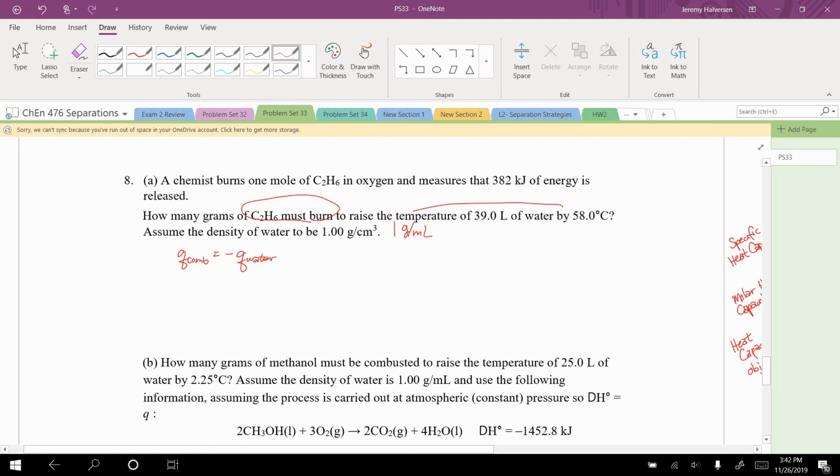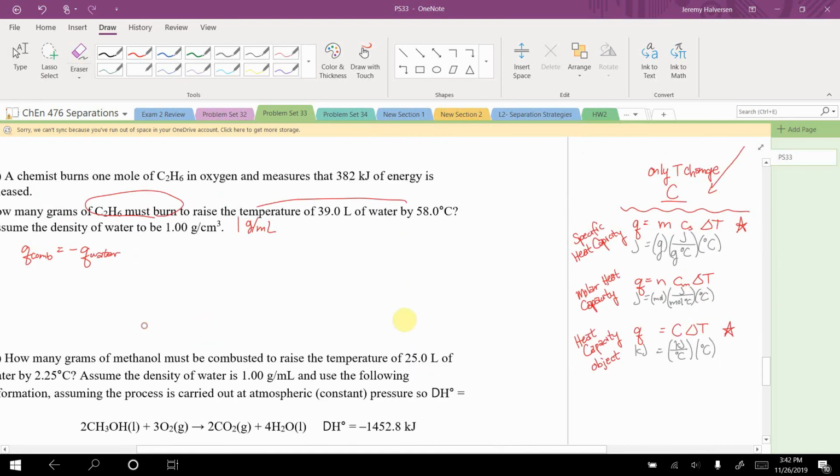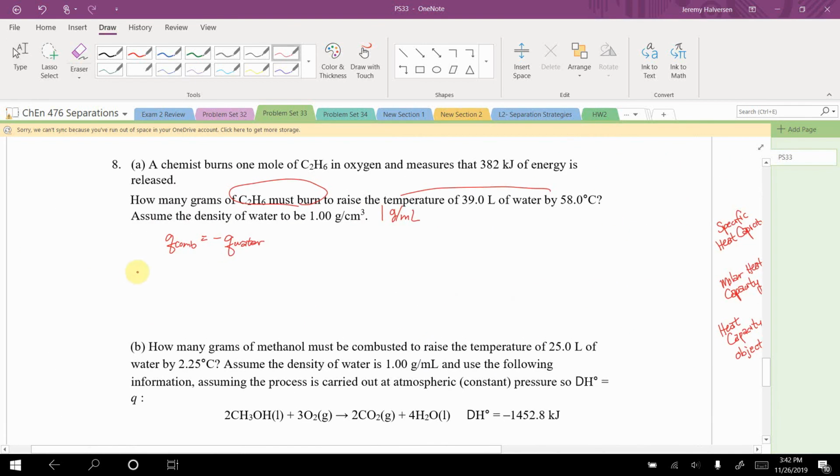Okay, now I got to break these up into their respective things. Well, what's happening when I'm burning C2H6? Is that a temperature change or something else? That is something else. That's a reaction. So I'm going to use an n delta H. So Q of combustion I'm going to replace with n combustion delta H combustion. Okay, and what about my water?